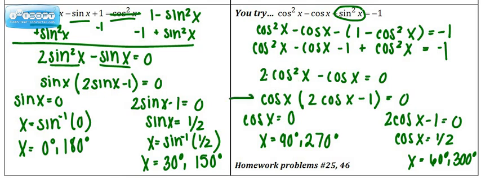From here, we can factor out the greatest common factor, which is cosine of x, and start solving. So I know I'm going to have cosine of x equals 0, and we know that the value of cosine is 0 at 90 degrees and 270 degrees. When I set the parentheses equal to 0, we should wind up with cosine of x equals 1/2, and we know that cosine has a value of 1/2 at 60 degrees and 300 degrees on your unit circle.